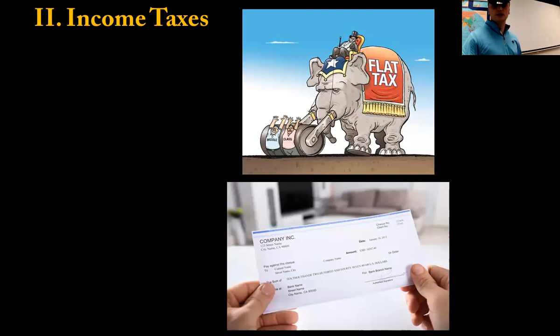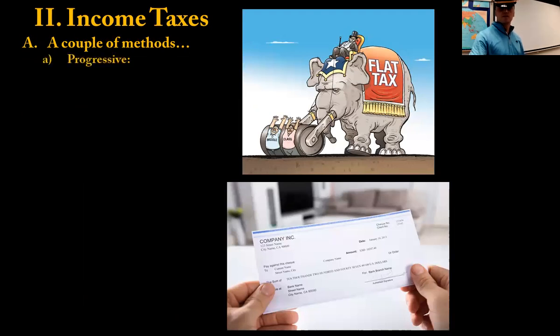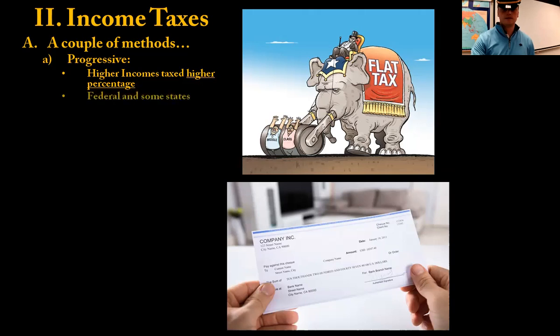Let's talk a little bit about the income tax. There's two ways the income tax can be taken. It can either be a progressive tax, that's number one. This is the most common way. This is what Virginia does. Progressive tax means that the higher your income, the greater percentage they're going to take. Federal and some states do this. This is federal. It would include Virginia.